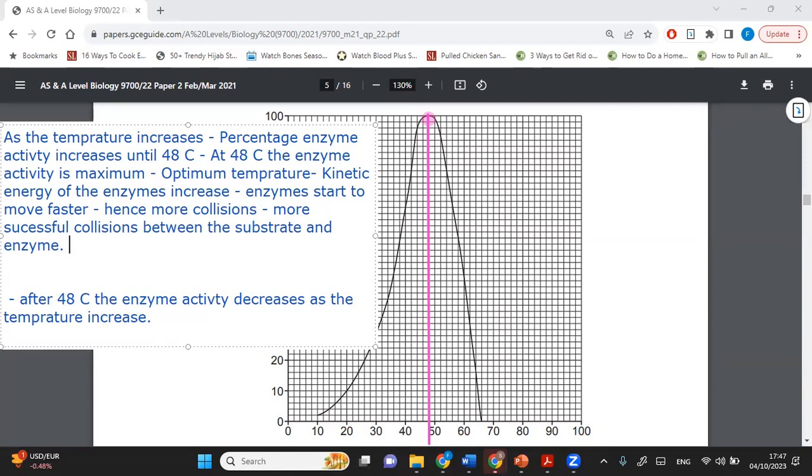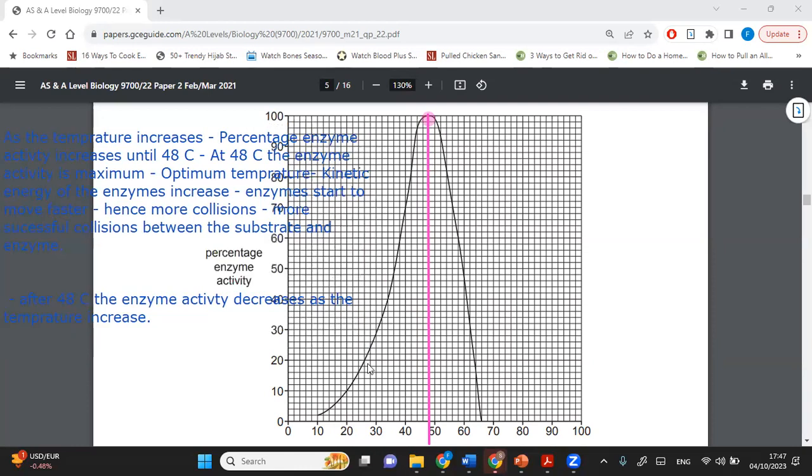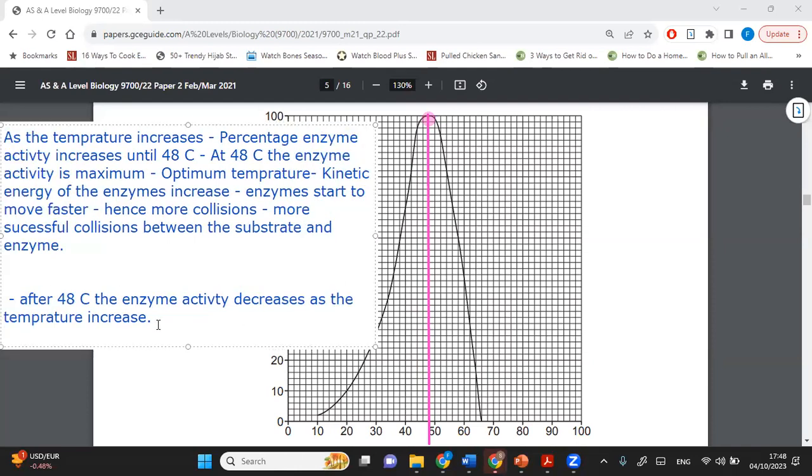Now, after 48 degrees centigrade, the enzyme activity starts to decrease. Why is it that the activity starts to decrease? We studied for that. It is because of denaturation of the enzyme. After 48 degrees centigrade, the enzyme starts to denature.